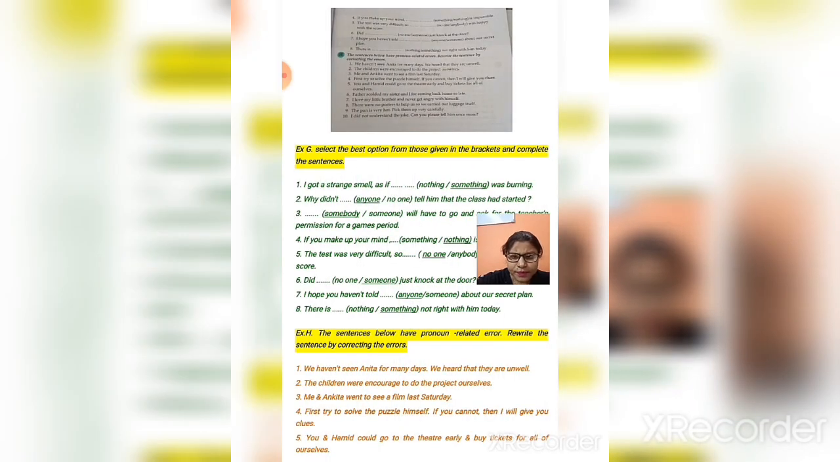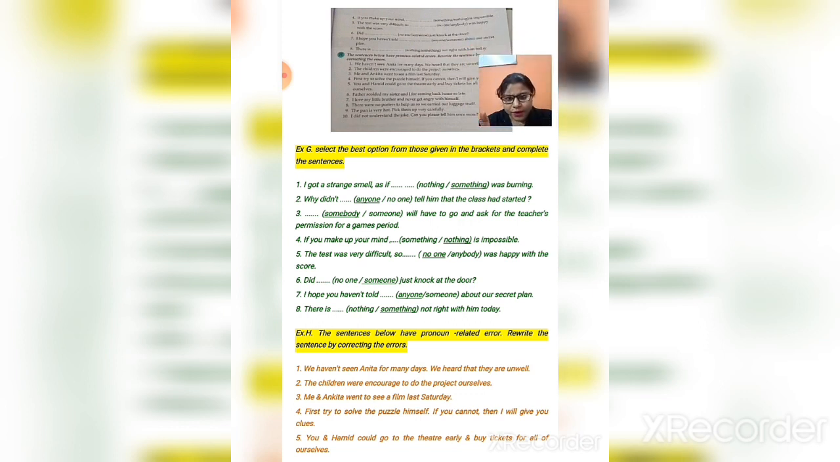So children, as I have mentioned all the points here, you can see, and with the help of these answers you fill in your exercise in the book. Okay, next we are going to talk about exercise G, not H. H comes after this. Exercise G says, select the best option from those given in the bracket and complete the sentences.